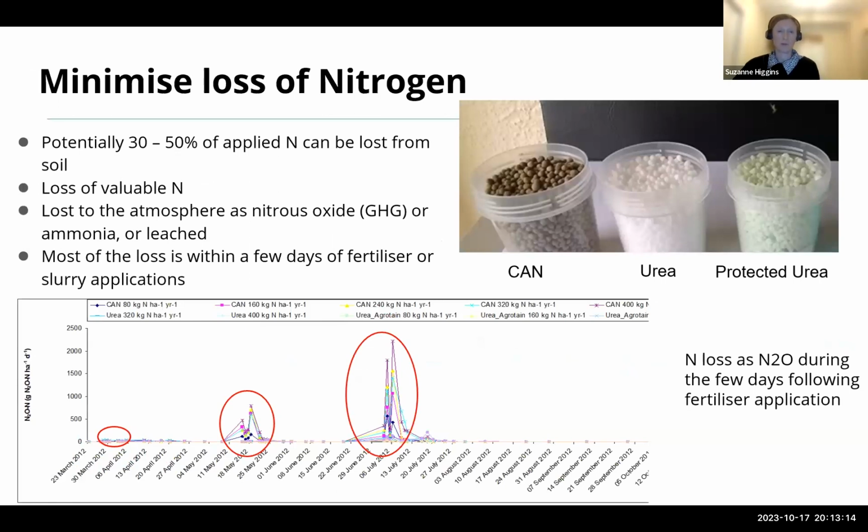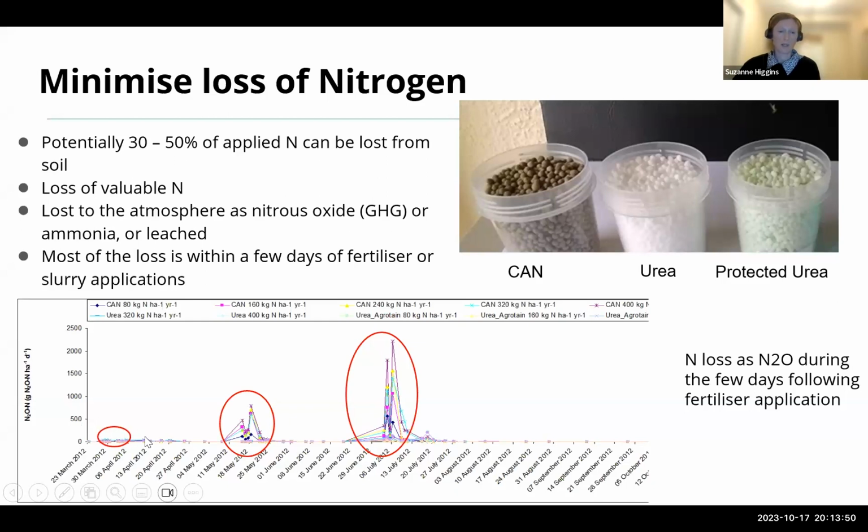It's really soluble in water, so it can either be leached through the soil. If you get a lot of rainfall, nitrogen can get washed through the soil. It goes into the groundwater, it can go into the rivers, or it can go up into the atmosphere. So nitrogen can go up into the air as nitrous oxide, which is a greenhouse gas, or it can go up as ammonia. And the most nitrogen can be lost in the 3 to 5 days after you apply it. So this graph here is showing a typical farm where fertilizer is applied 3 times a year.